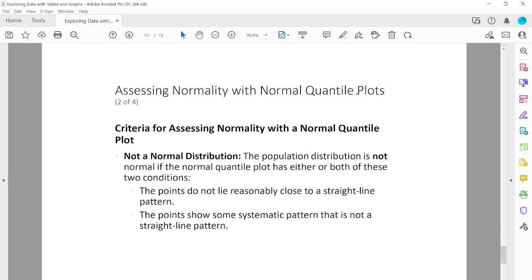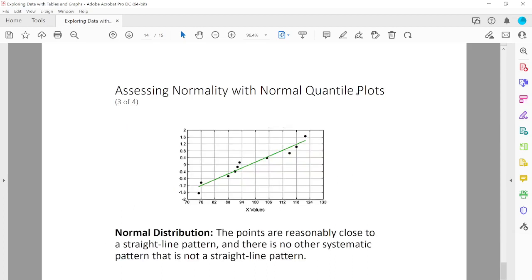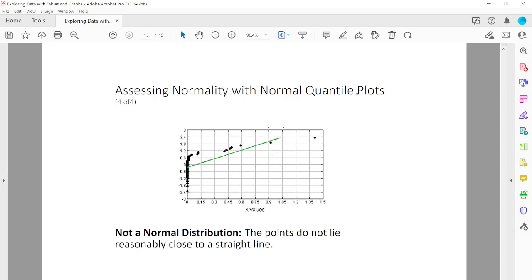And for not a normal distribution, the points do not lie reasonably close to the straight line pattern, and the points show some systematic pattern that is not a straight line pattern. So that's called not a normal distribution. This is one of the normal distribution patterns. You can see that most of the data is close to a straight line, but this one is not a normal distribution, because most of the data is not close to the straight line. There is a proper way of finding whether the data represents a normal distribution or not, but we're going to discuss that in a future section. Okay, let's look at some examples from this section.